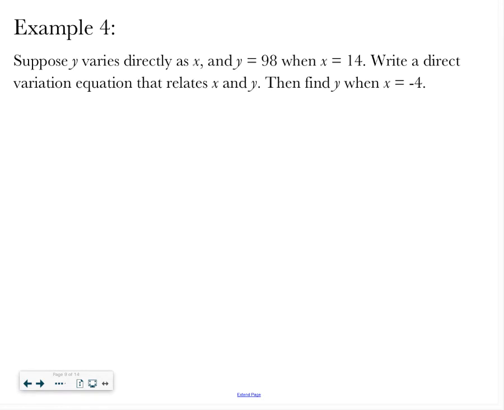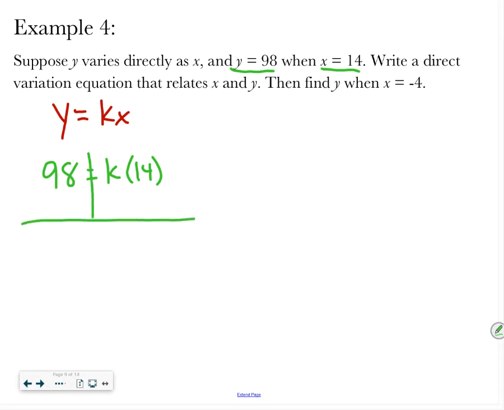All right, let's look at example 4. Suppose y varies directly as x and y equals 98 when x equals 14. Write a direct variation equation that relates x and y. Just like I just said, we always write direct variation in the form y equals kx. In this instance, the example didn't tell us what our k value is, our constant of variation. But it did give us 2 numbers. It tells us when y equals 98, x equals 14. So I can say 98 equals k times 14, plugging in a 14 for my x.